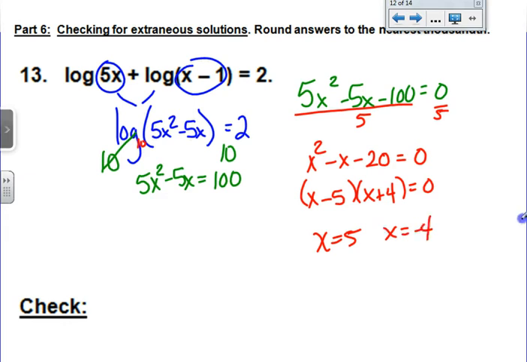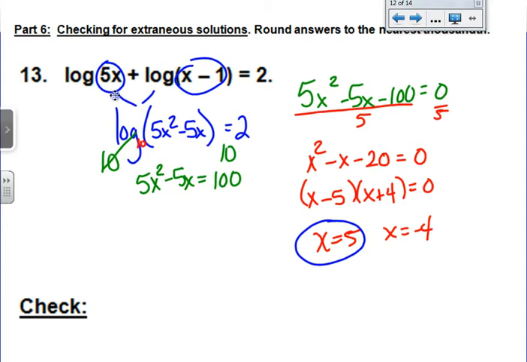Now, one of these answers is going to be extraneous. And what I want you to do is, for now, just go back to the original problem and try, because it's a common logarithm, try typing in x equals 5 for this case, and see if it comes out to the right answer. x equals 5 does work, so that is a good answer.